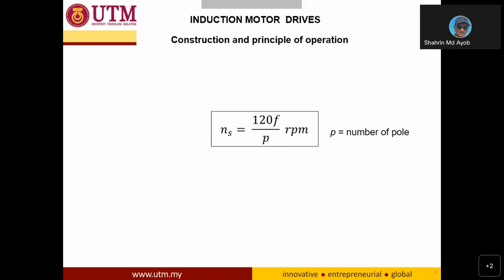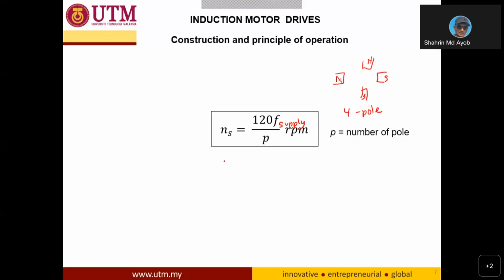120 multiplied with the frequency supply, this one is your frequency supply, okay? Over P. P is the number of poles. So if you have, for example, north, and then you have south, here also there is north, here there is south. So that means this one is 4 poles.